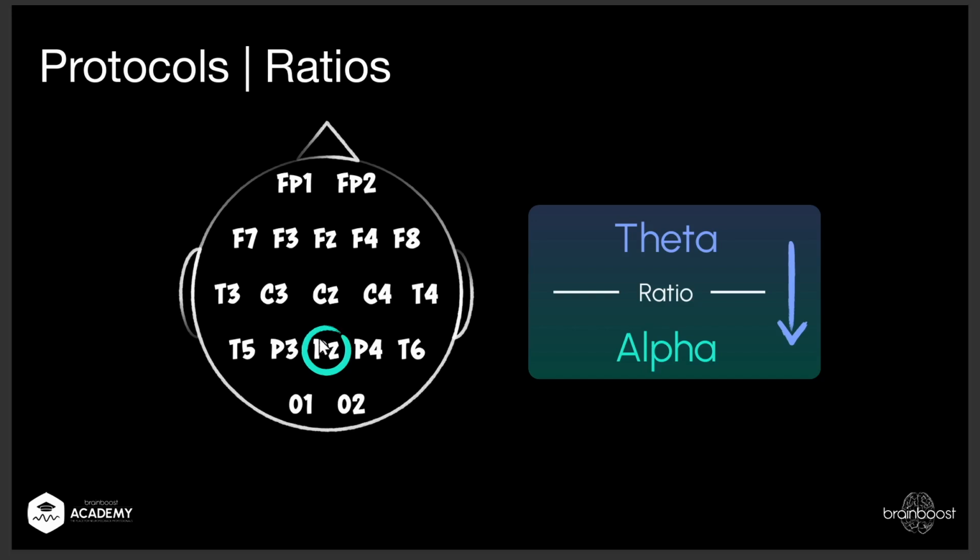Some people say, I want to train on a parietal area theta alpha ratio. What would this mean? This means less theta, more alpha. So don't drop too deep. Don't fall asleep, basically. Just drift off.